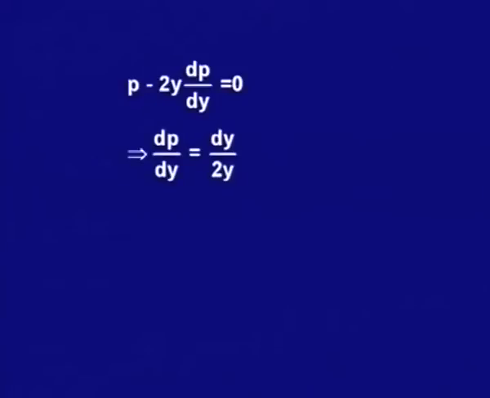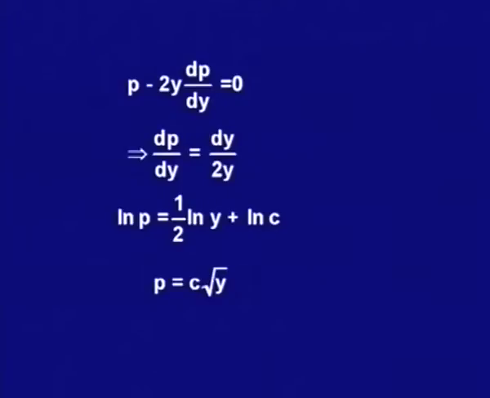To solve it, we write it as dp over p is equal to dy over 2y. Integrating on both the sides, we would get log p is equal to 1 by 2 log y plus log c. Again the constant term we have written in terms of logarithm, which gives me that p is equal to c square root y. So, we have got the solution of this differential equation.